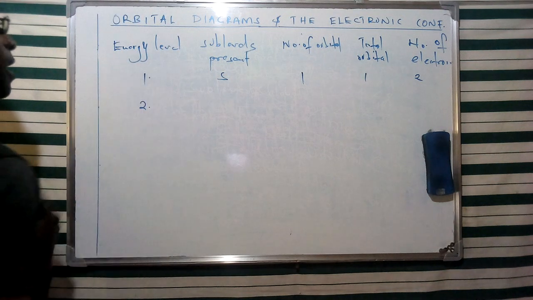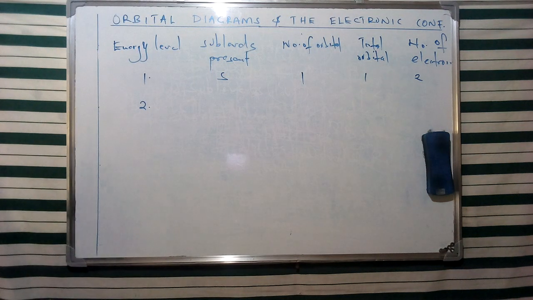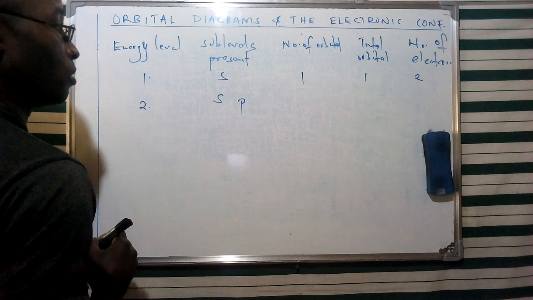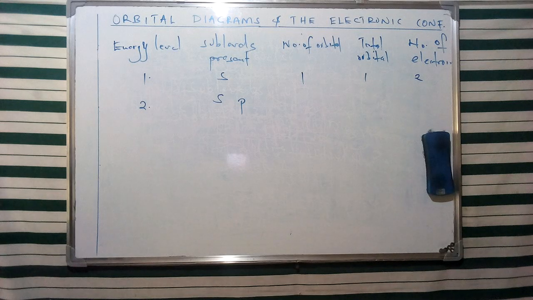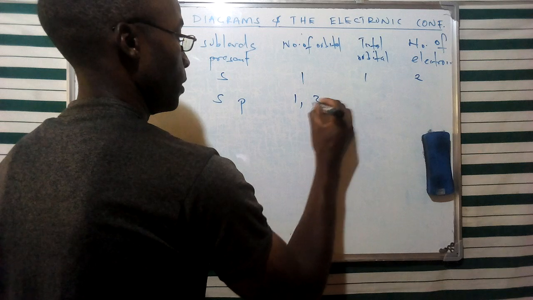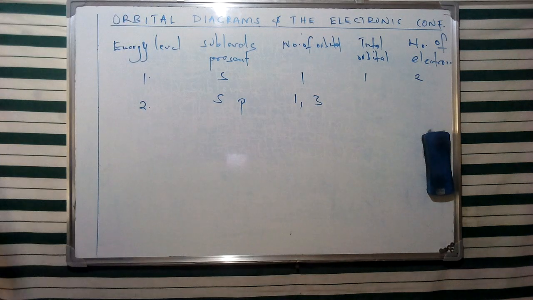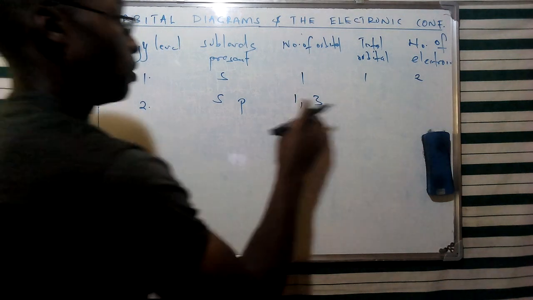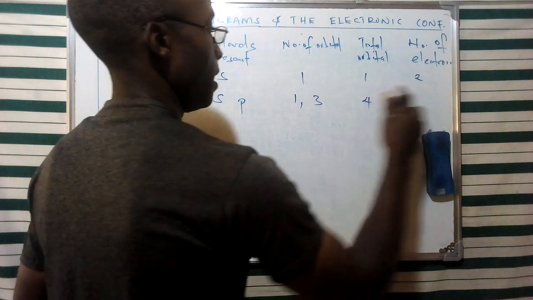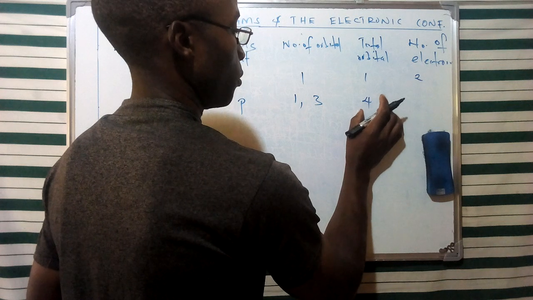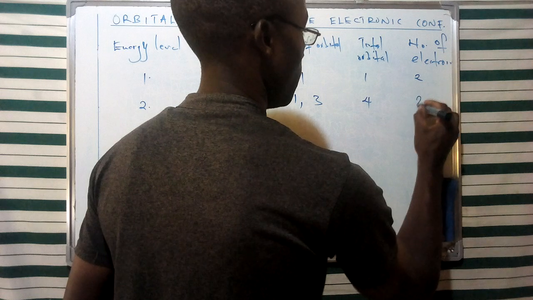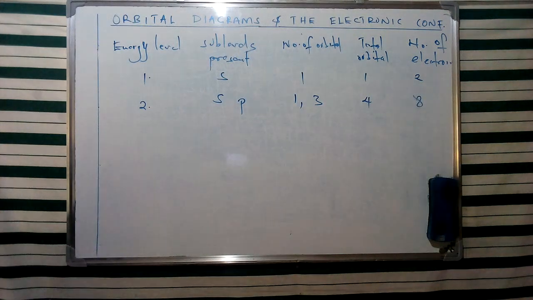Now, for the second level, that's going to consist of S and P orbitals, which are 2 sub-levels, and then we're going to have 1 electron for the S, and of course 3 electrons for the P orbitals. And this is going to be a total of 4 orbitals, 3 for P and 1 for S. Each orbital is going to consist of a maximum of 2 electrons, and in totality that gives us a total of 8 electrons.